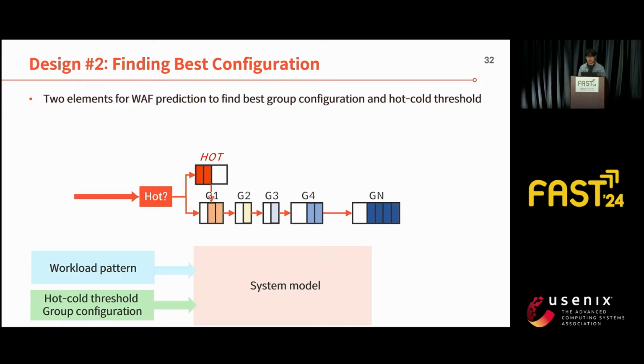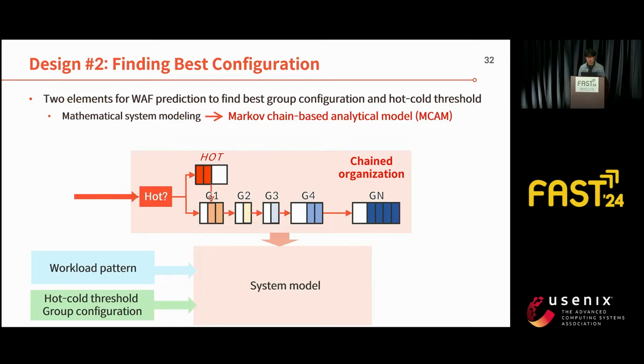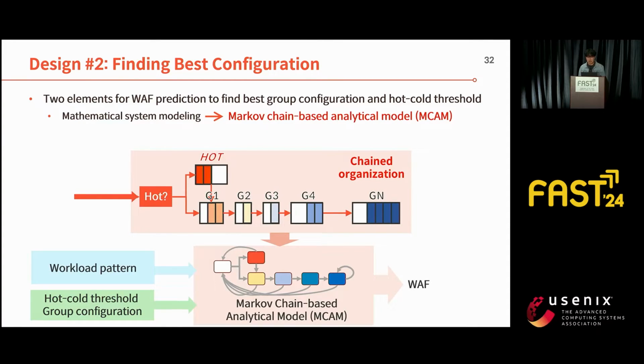The second design is related to finding the best group configuration and hot-cold threshold. First, we propose MCAM for simulating data movement in the system. Because the design of MiDAS is based on the chained organization, it can be modeled as a Markov chain. MCAM allows us to simulate data movement and predict the WAF.